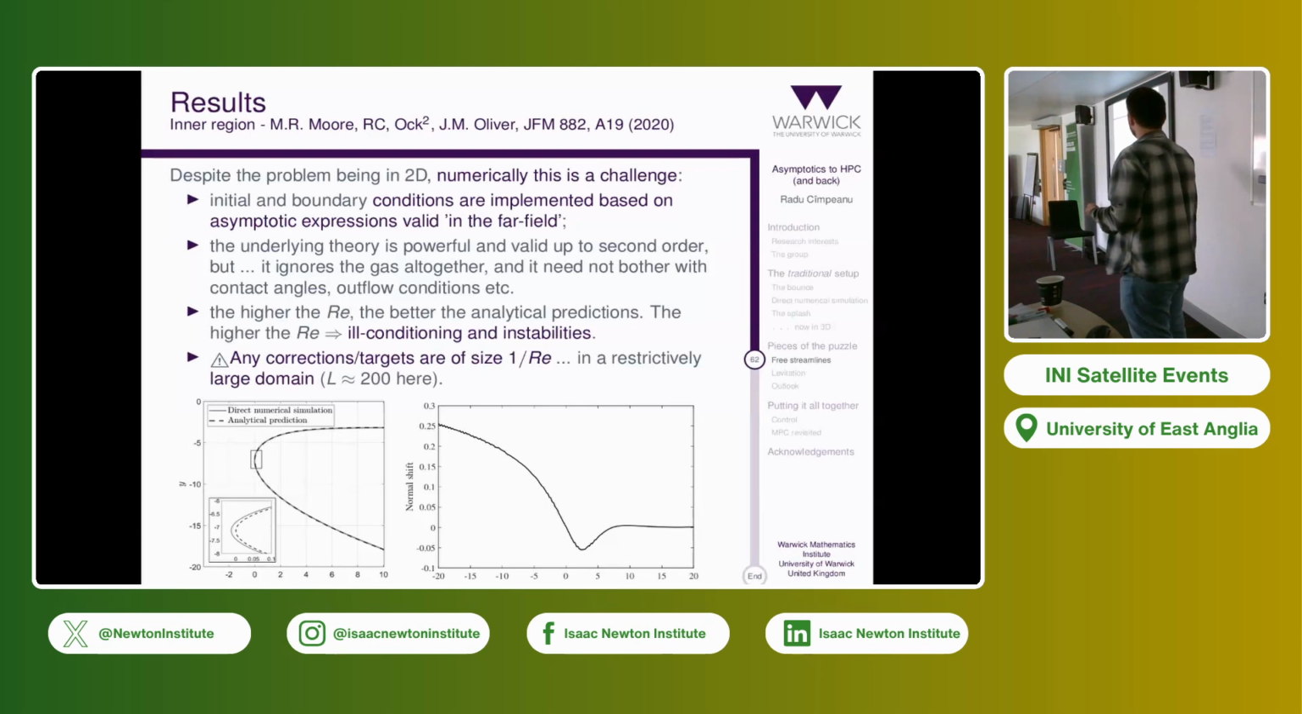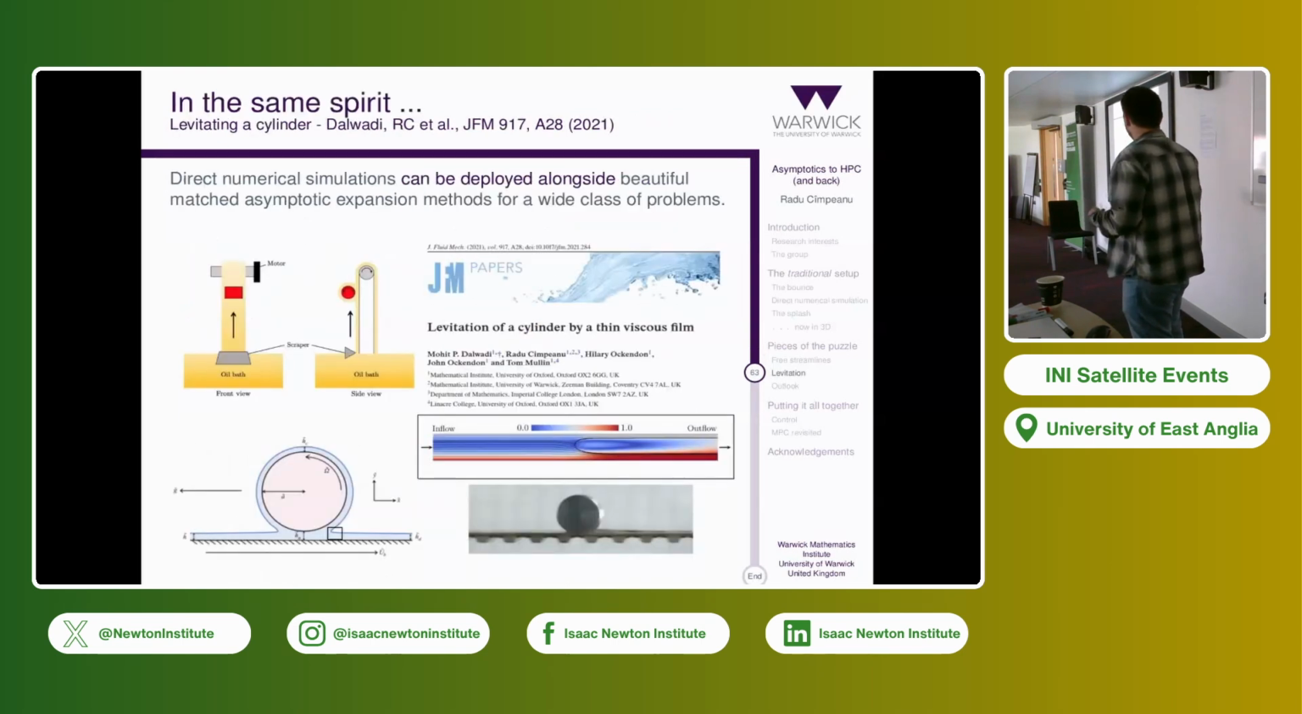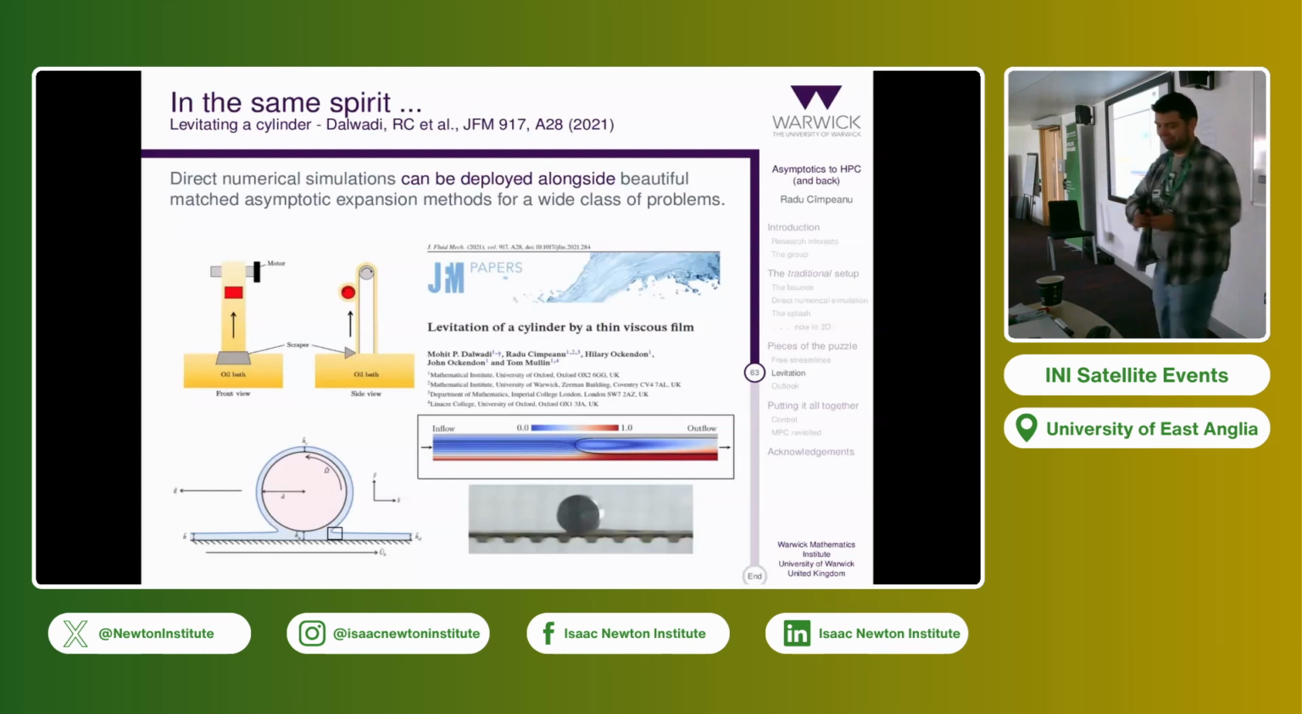The year 2020 provided time for reflection, if you will, on problems to work on. And the other problem that we started back then and finished a bit later, which I found really cool, was with John and Hilary Ockenden, with Tom Mullen, who many of us know, and with Mo Dalvadi at the helm. This is the problem of the levitating cylinder. So this is a bit different from before. Now we don't have a drop, we have a solid cylinder. I'll show you a couple of movies. I'll give you the setup first.